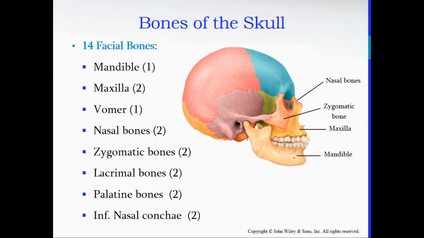The nasal bones are up here making the bridge of your nose, behind all that cartilage that would make the point of your nose. The zygomatic bones are your cheekbones. The lacrimal bones are right here in the corner of the eye, and they're called the lacrimal bones because they contain what is called the lacrimal apparatus, which is a network of tubes that drain tears out of your eyes into your nasal cavity. The palatine bones are at the very back of the roof of your mouth. And then the inferior nasal conchae are also in the nasal cavity.